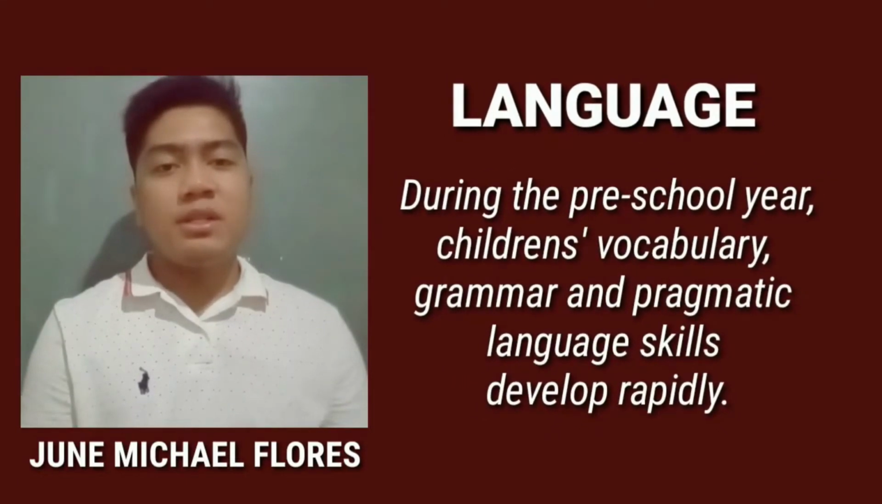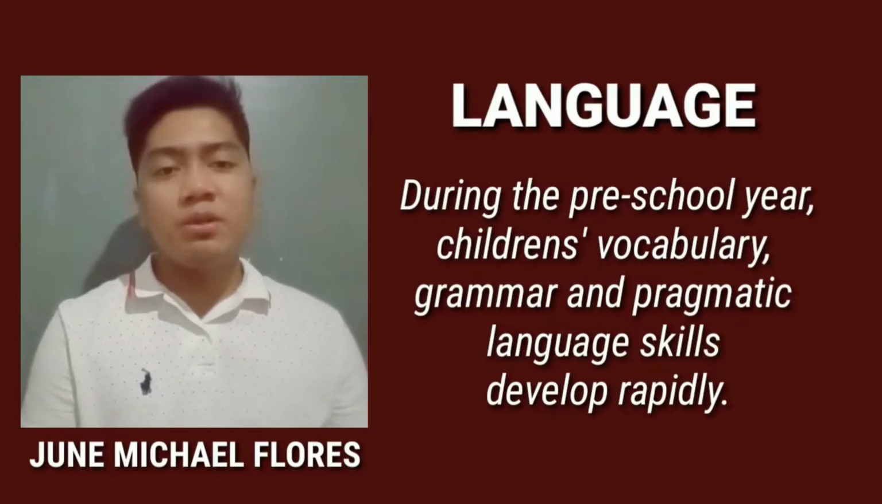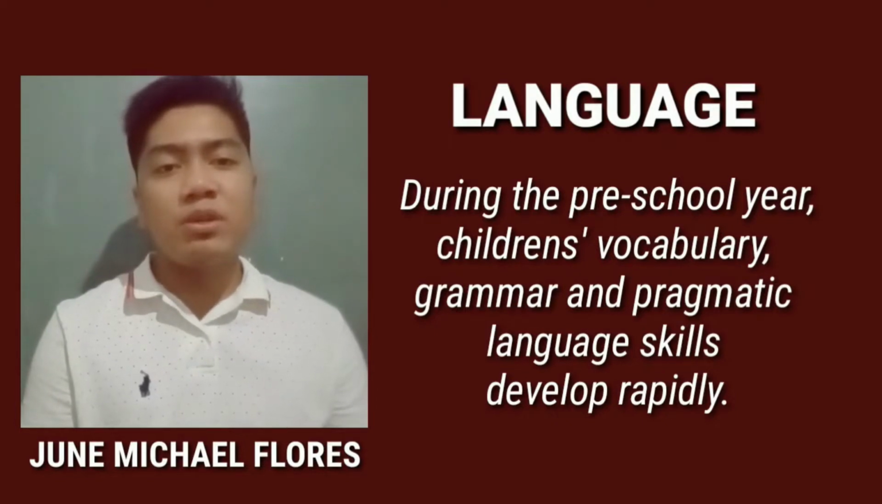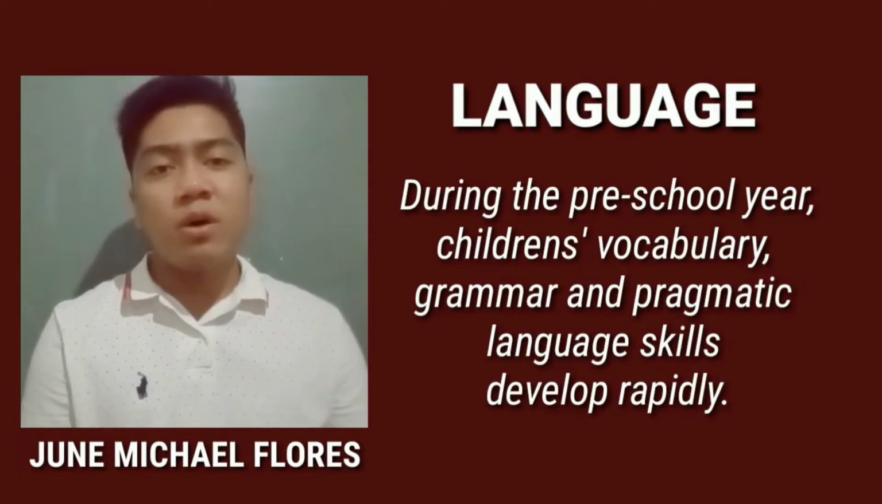So the second one is language. During the preschool years, children's vocabulary, grammar, and pragmatic language skills develop rapidly. By the time they reach middle childhood, they are ready to use language in new ways. Most of children's speech is clear by the age of 6, a big milestone in child development. From age 6 to 12, they will probably start asking about the meaning of different words. Between the ages of 7 and 8, their vocabulary will double and they will often copy what you are saying.